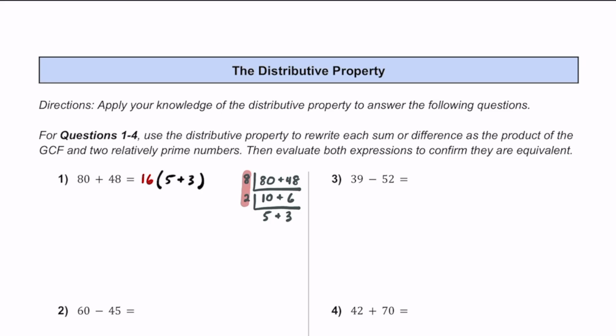Now let's solve these to make sure they are the same. On the left side, 80 plus 48 is going to be equal to 128, right? That's if you just evaluate what we originally had. And the other method is, what if we follow the order of operations? We do the parentheses first, so 5 plus 3 is 8. So we're left with 16 multiplied by 8. And 16 times 8 does equal 128, right? So if we have the same value on both sides here, I think it's fair to say that we do have equivalent expressions.